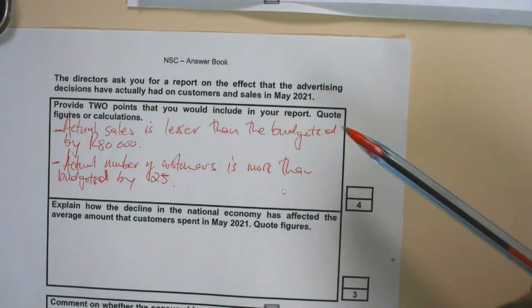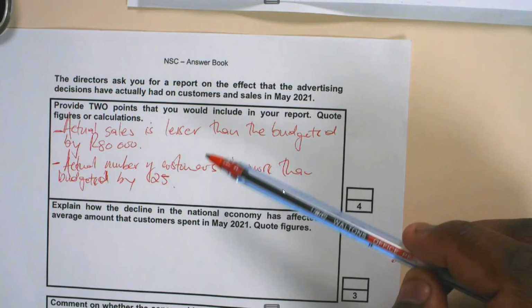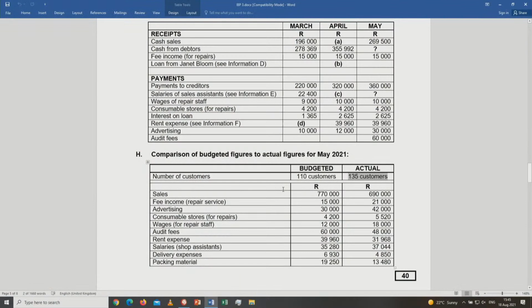by the look of the eye here, yes, we did increase our advertising. As a result, the business budgeted 110, but the actual customers that came was around 135. All right, and then the sales budgeted was 770,000, but the actual sales was now 690,000. Now, this question says we must explain how the decline in the national economy has affected the average amount that the customer spent. So now, we'll be looking at that.